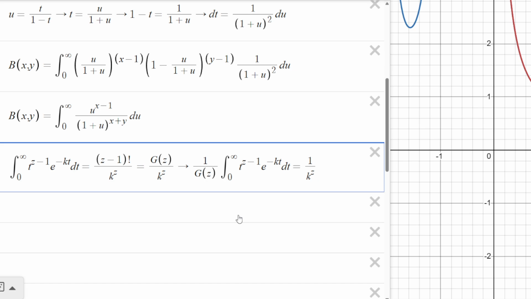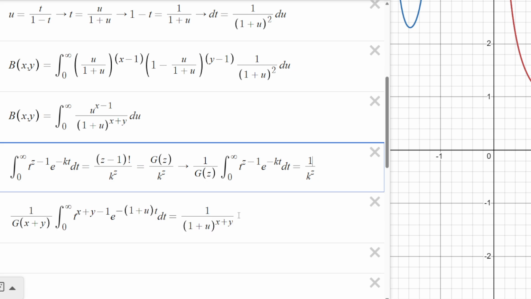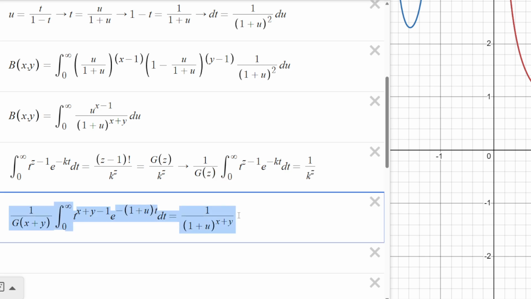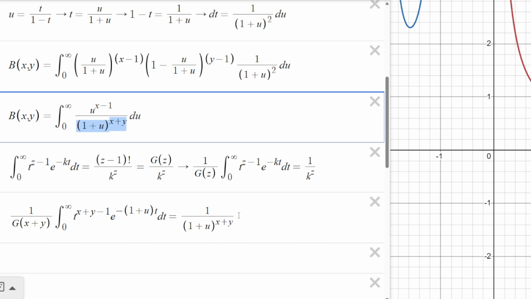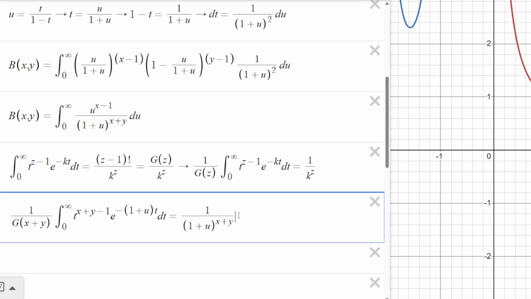If we take this right here and replace our z with an x plus y and our k with a 1 plus u, we just end up with this. And don't forget, this is exactly this right here. So we can replace this denominator right here with this expression right here. And that might seem like it's making it a lot messier, but good things are gonna happen.